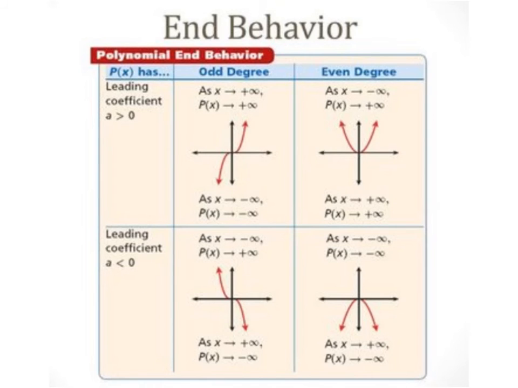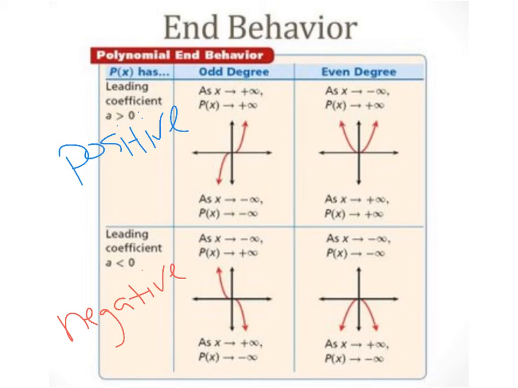So using the observations we've made, we can classify our end behavior using this table here. So you'll notice in the table we have odd degree and even degree end behavior. And we also have information about the leading coefficient. When it says that a is greater than 0, that means it's referring to a positive leading coefficient. When a is less than 0, it's referring to a negative leading coefficient. If you notice with the even degrees, they are both either pointing up or down.